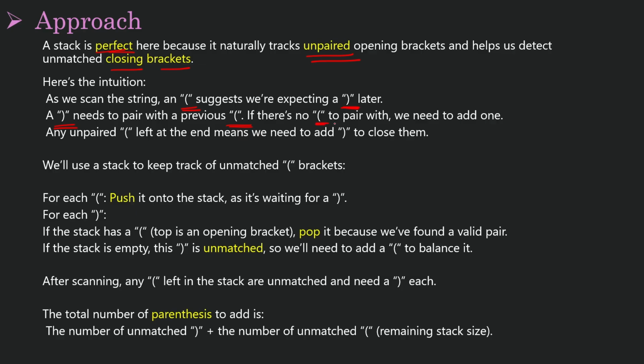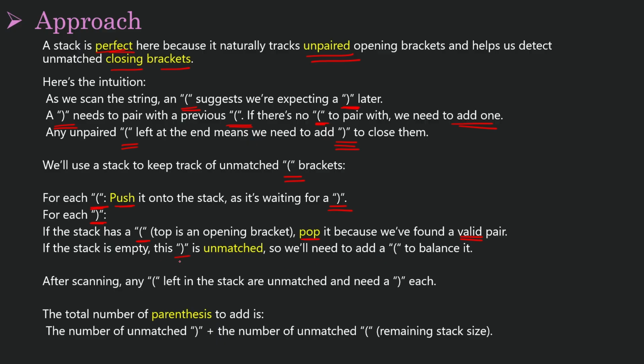If there's no open bracket to pair with, we need to add one. Any unpaired open bracket left at the end means we need to add a close bracket to close them. We'll use a stack to keep track of unmatched open brackets. For each open bracket, push it onto the stack as it's waiting for a close bracket. For each close bracket, if the stack has an open bracket on top, pop it because we've found a valid pair.